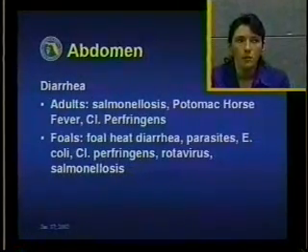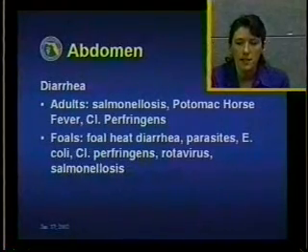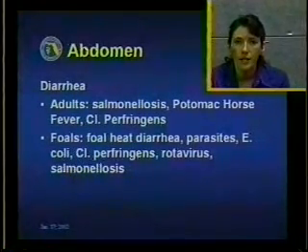Diarrhea is also a common disease that can affect the intestinal tract. In adults, we're most commonly dealing with organisms such as Salmonella, Ehrlichia risticii, which is the agent responsible for Potomac horse fever, and Clostridium perfringens.